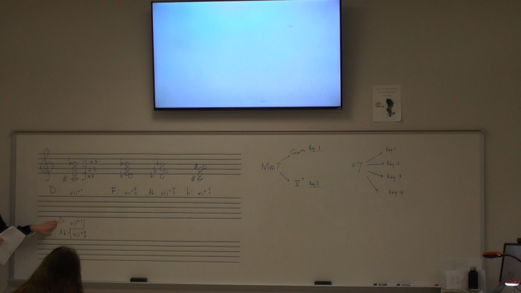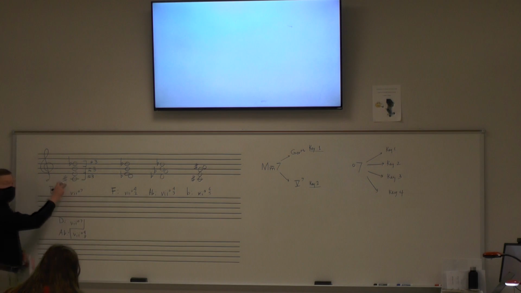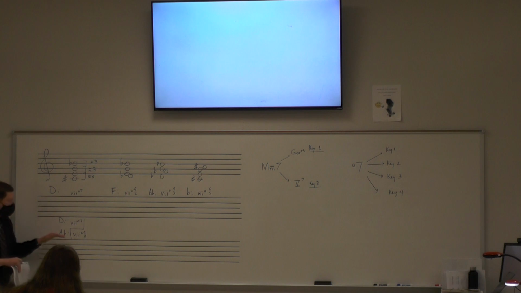So I can modulate from D with 2 sharps in the key to A flat major with 4 flats in the key signature just by using this diminished 7th sound. And I would just resolve this chord as one of these rather than as one of these. And I'd be off and running in A flat major.